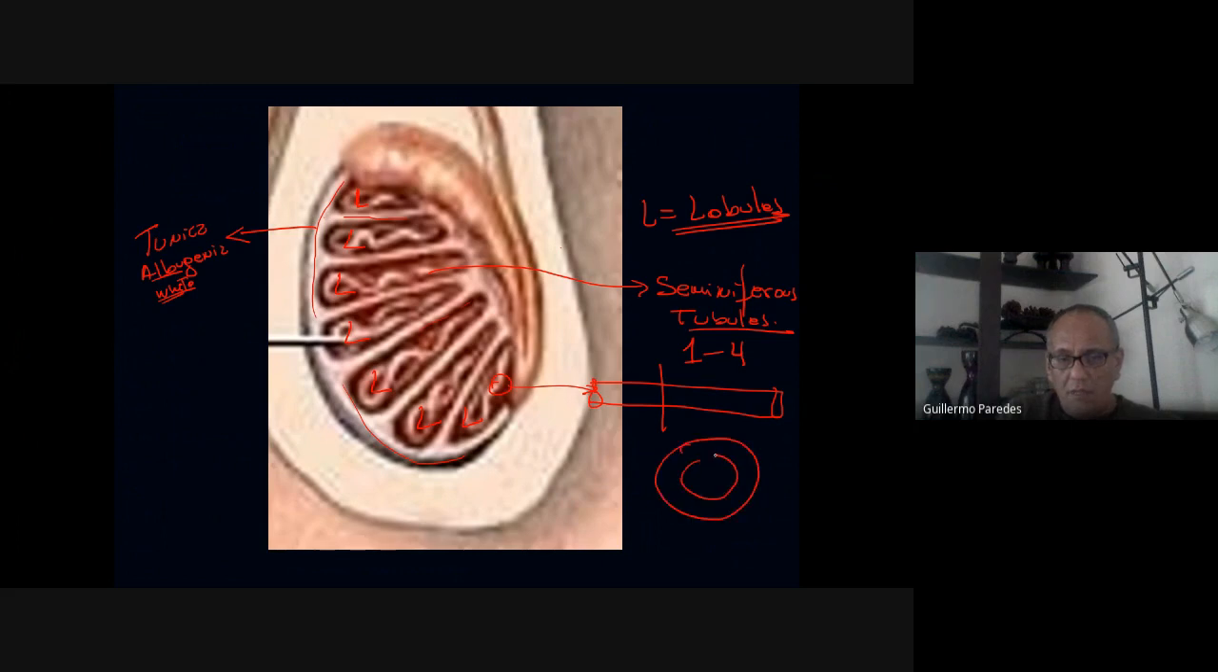Inside the seminiferous tubules we have the spermatozoids. So where are the spermatozoids formed? The spermatozoids are formed in the seminiferous tubules. You okay with that? Question for the exam, open eyes, open ears. These are the seminiferous tubules. You follow me?